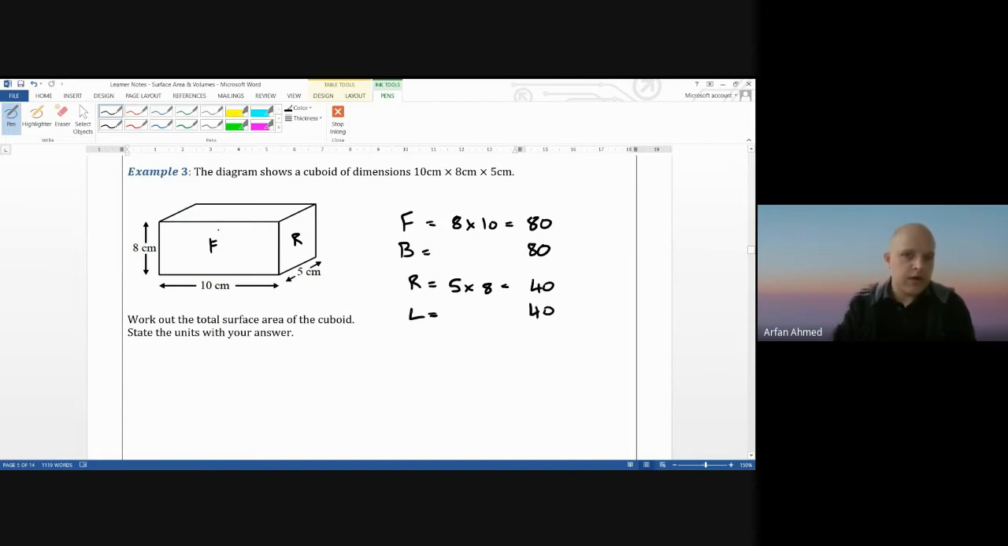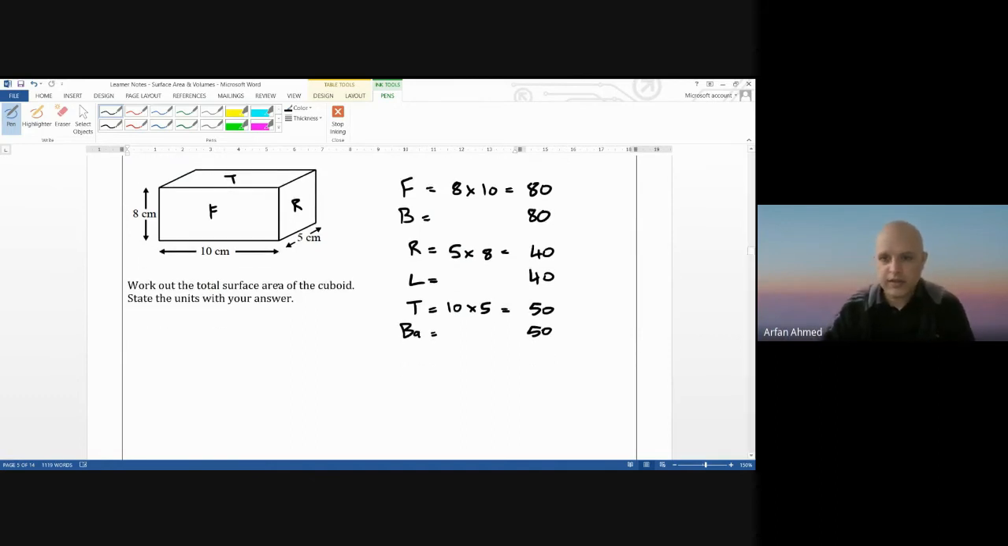That's that done. Let's do the top, which is 10 times 5. And that's technically going to be the same as the base, which is that. You should have 6 faces on a cuboid, isn't it? So it's the front, the back, the top, the base, the right, and the left. Yeah, so it's 6 faces all together. Add all these up, and you should get 340.